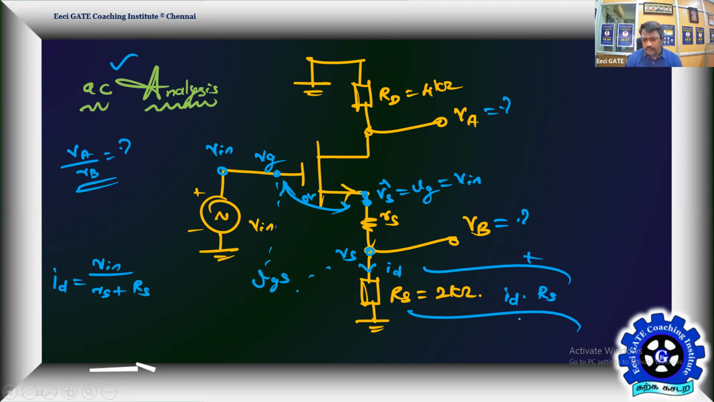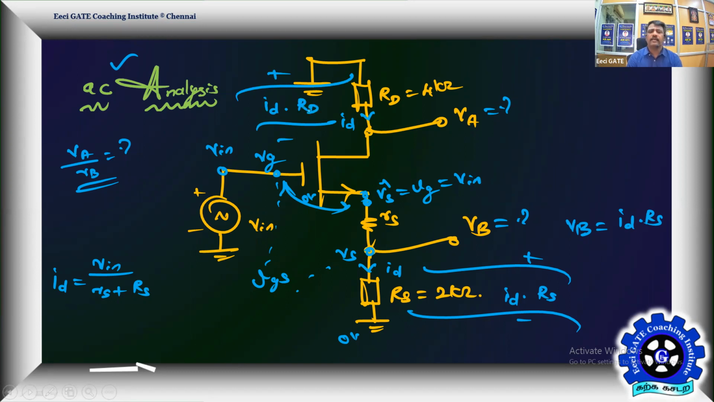So this bottom is 0. You can happily say VB is equal to 0 plus the voltage across this 2K, that is going to be ID into RS. And similarly, let us find VA. For that, you need this current. What is this current? This is still the channel current, still going to be ID. And this is going to make a drop across this as small ID into RD.